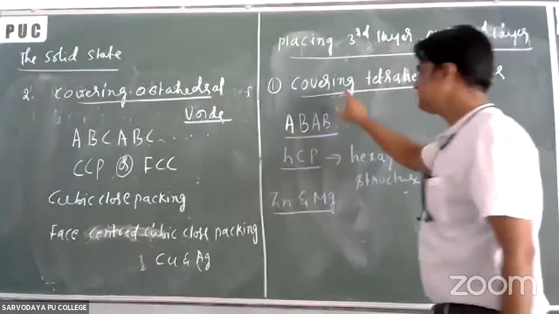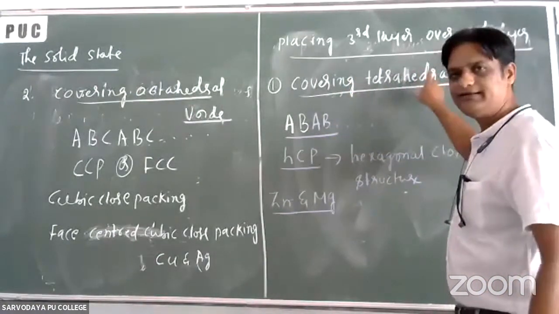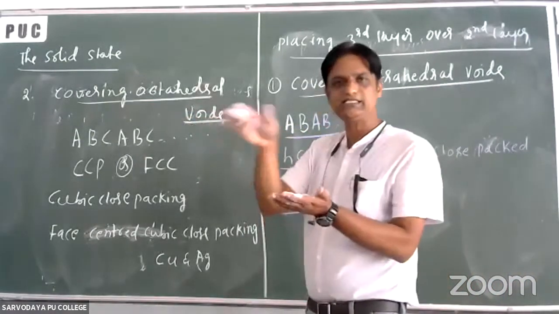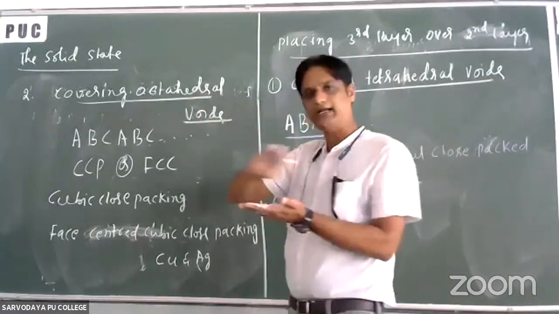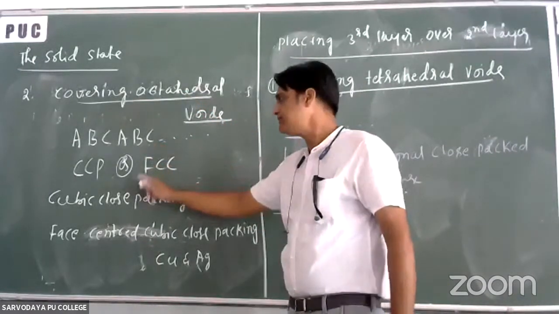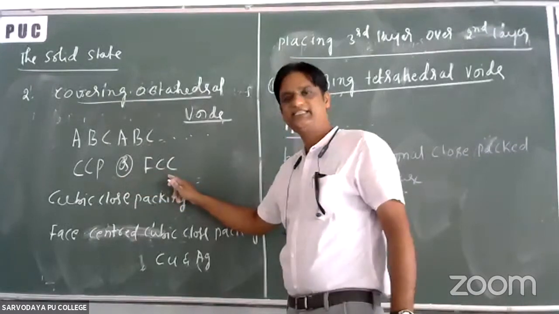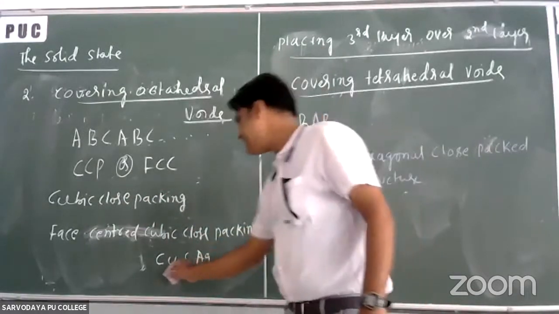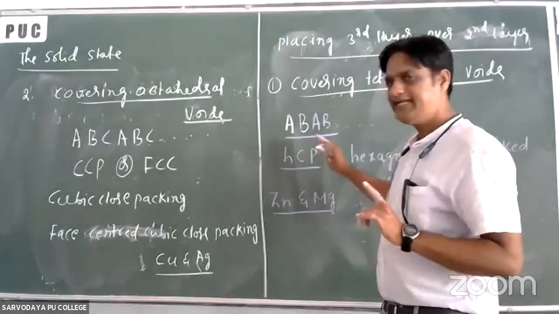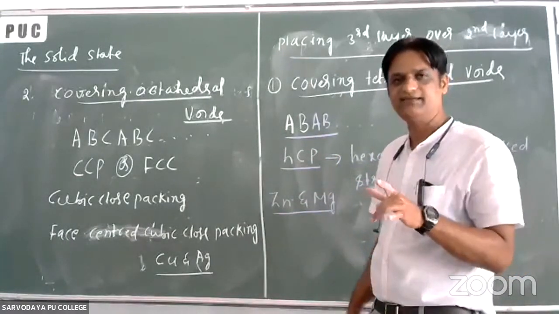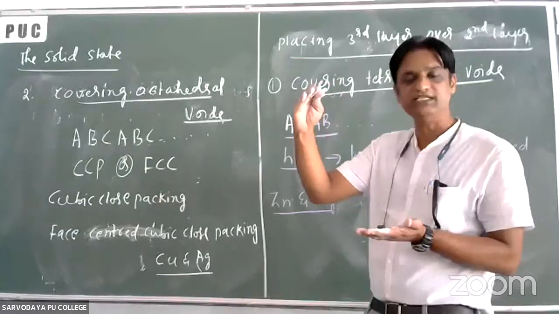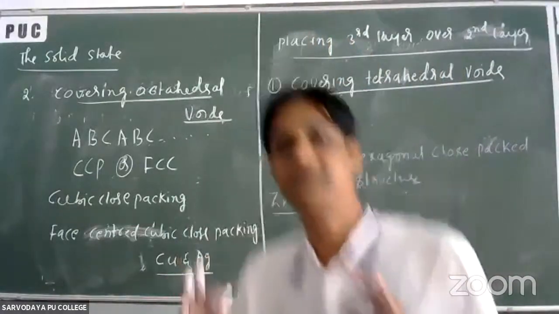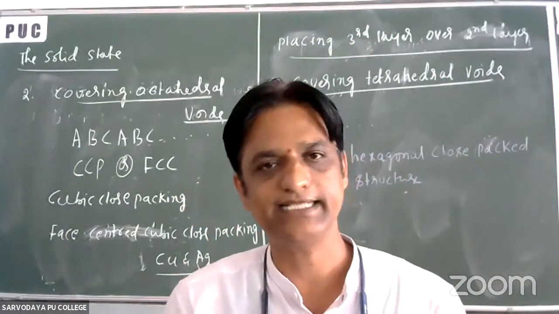Okay. So remember, when the third layer is placed over the second layer, tetrahedral voids can be covered, which results in HCP. And similarly, when the third layer is placed over the second layer, we can cover octahedral voids, which results in this type of pattern, called CCP or FCC, cubic close packing structure or face centered close packing structure. Examples are copper and silver. See, HCP, CCP and FCC are highly efficient three-dimensional arrangements. With respect to the efficiency of three-dimensional structures, we'll discuss in the next class.